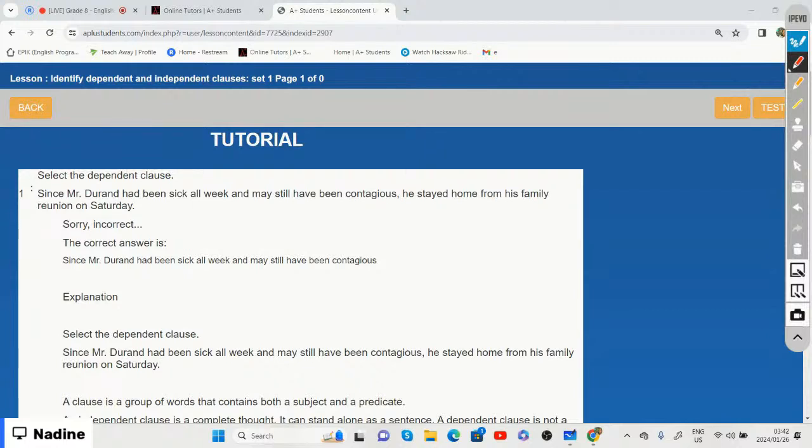All right, so if we select the dependent clause within that sentence, then we can say the dependent clause starts with "since," and it is "since Mr. Durand had been sick all week and may still have been contagious." This is a dependent clause, right? And then "he stayed home from his family reunion on Saturday" is an independent clause.